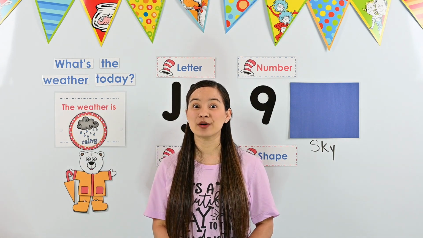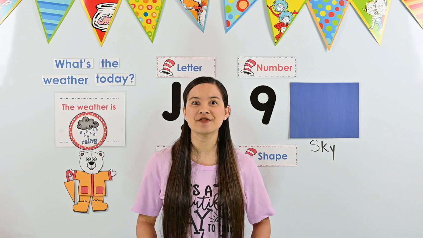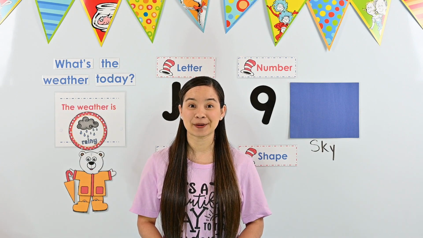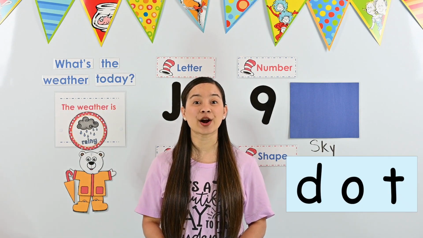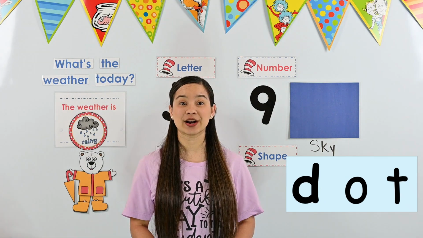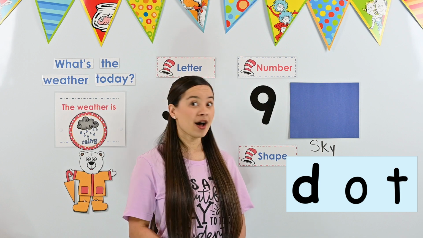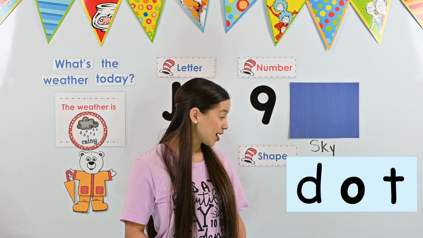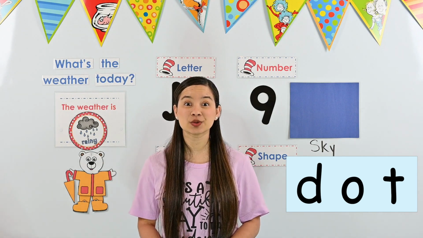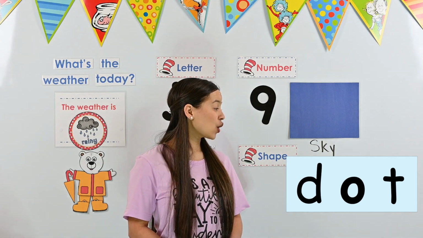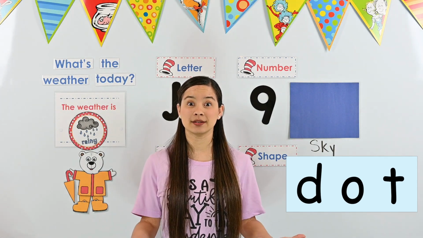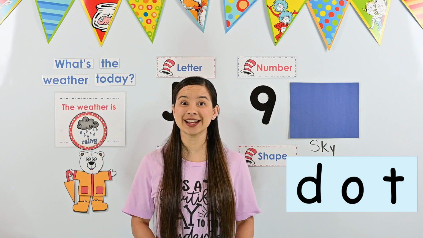Okay, friends, now it's time to read our word of the day. Are you ready to see today's word? Perfect. Let's look at our letters. I see the letter D, the letter O, and the letter T. Can you say those letters with me? D, O, T. Good. Okay, now we have to figure out what that word is.